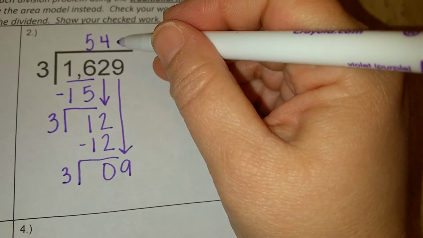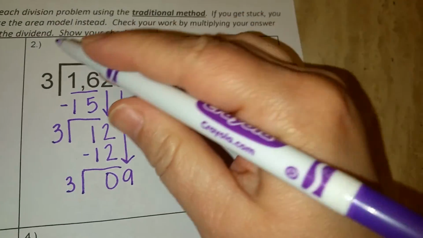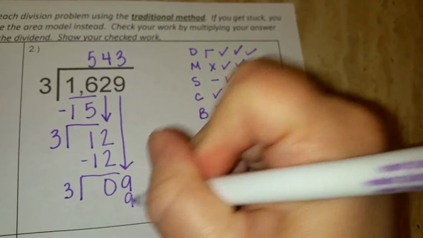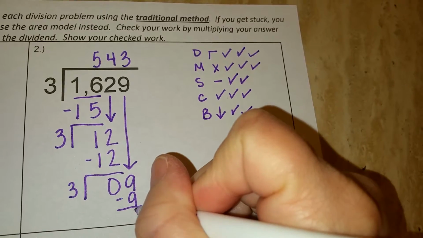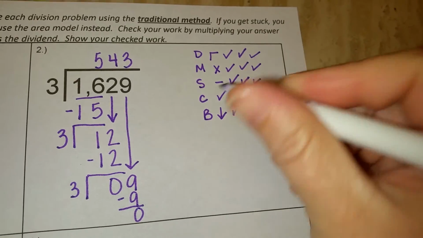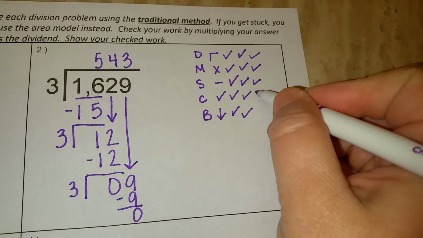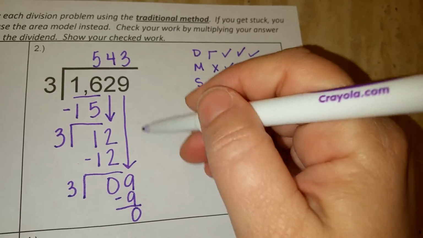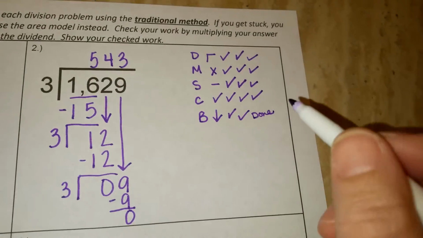9 divided by 3 is 3. 3 times 3 is 9. I'm going to subtract. 9 minus 9 is 0. Check to make sure that my remainder is smaller than my divisor, and see what there is to bring down. There's nothing to bring down, so I'm done.